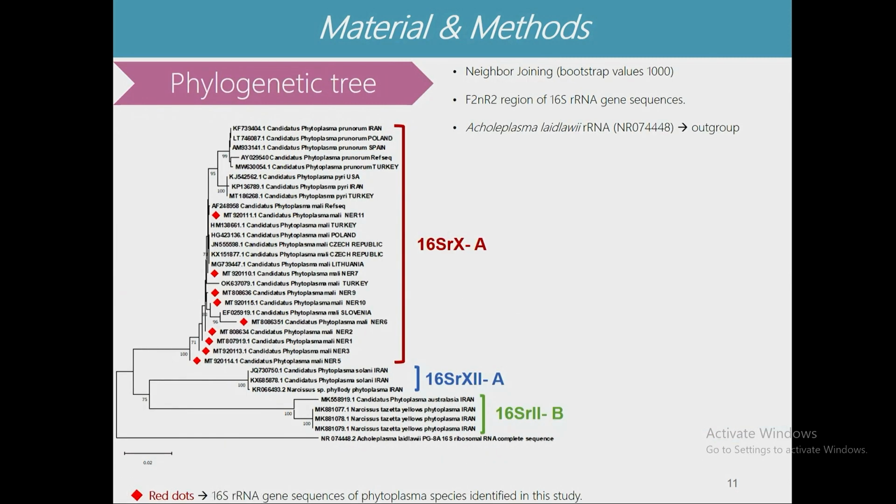So we have to give an idea: the digestion patterns are different, but phylogenetically, which clade or which family do they belong to? So we included group 10, the 10A group, and the 12A group, which is also the Phytoplasma solani strains from Iran that I explained previously, and Narcissus tazetta yellows disease, which is the peanut witches' broom. So all of our isolates were falling into the clade of group 10A.